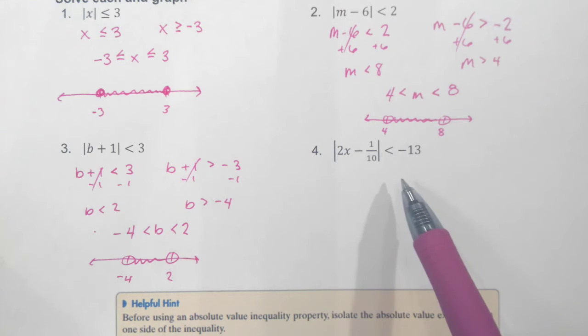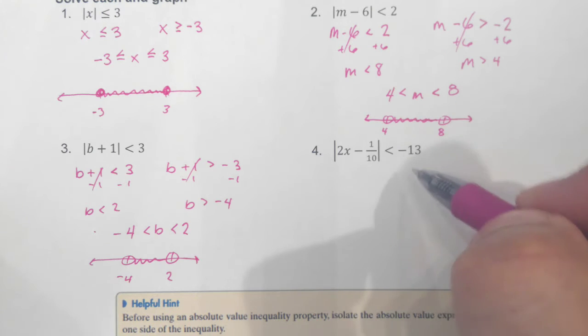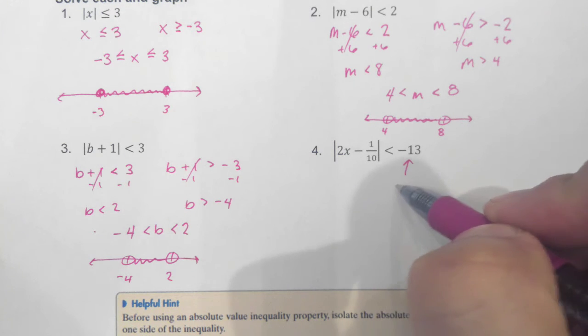Okay, on number 4, we want to look at it, and anytime you have a negative over here, you want to stop and think.